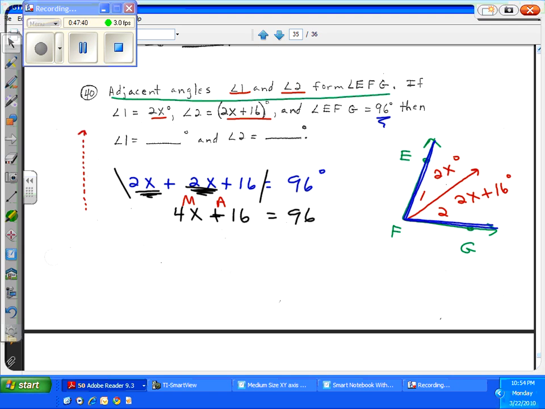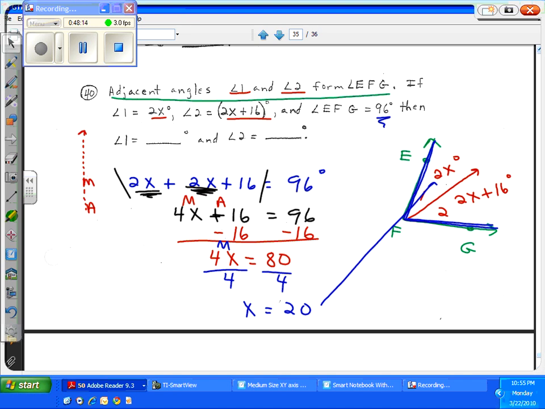Remember that when you undo, you reverse the order of operations. Sally, Aunt dear, my excuse please, by using inverse properties. So we would undo addition before we would undo multiplication, and we undo using the inverse. The inverse of addition is subtraction. So we get 4x is equal to 80. Now we're going to undo multiplication by its inverse, and we get x is equal to 20.